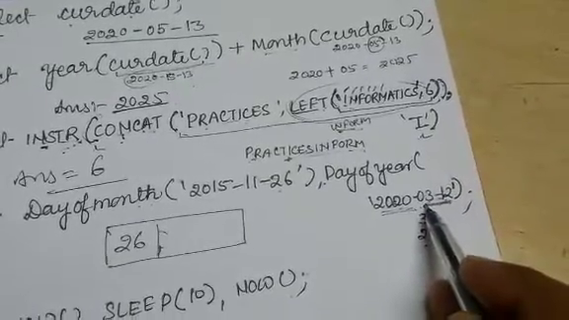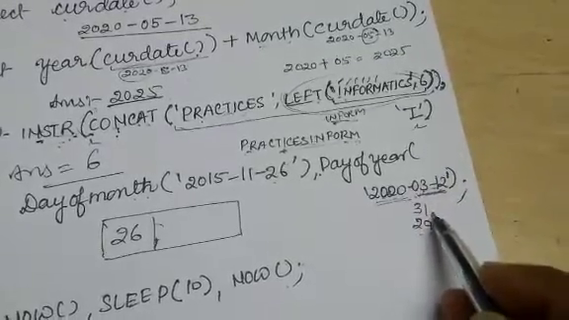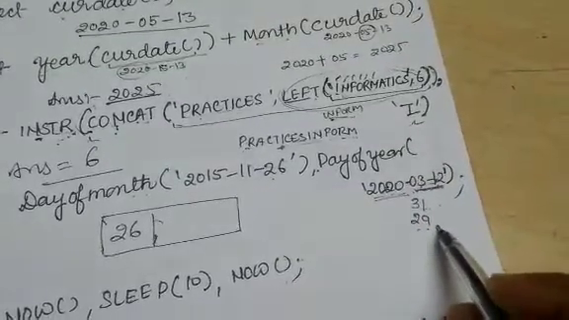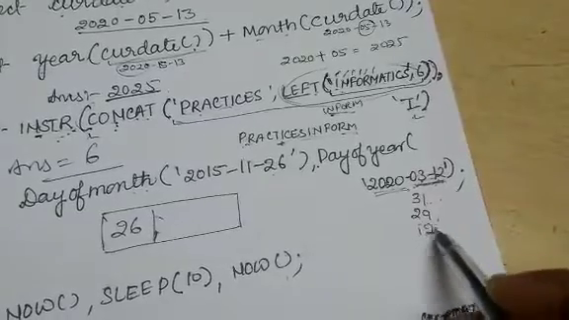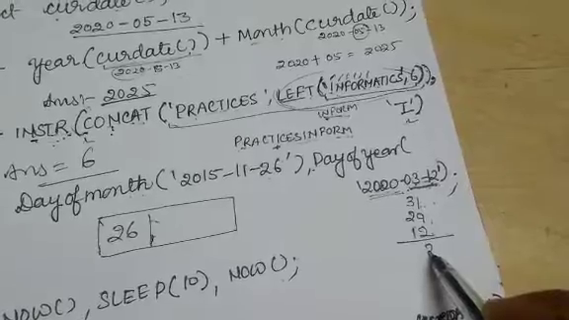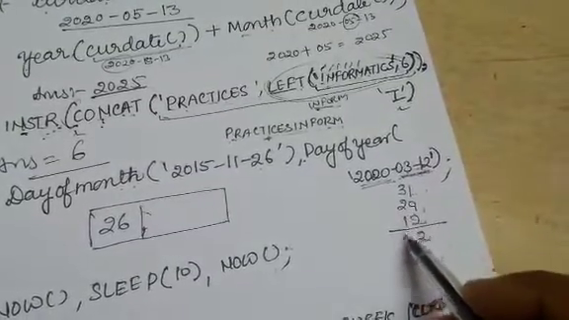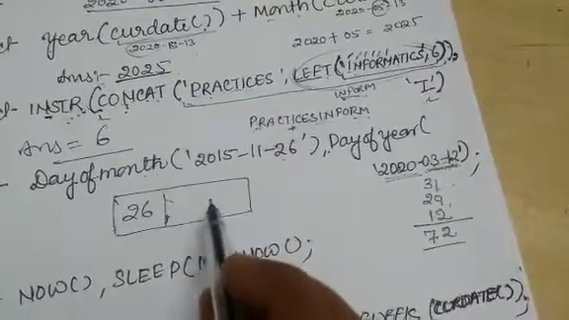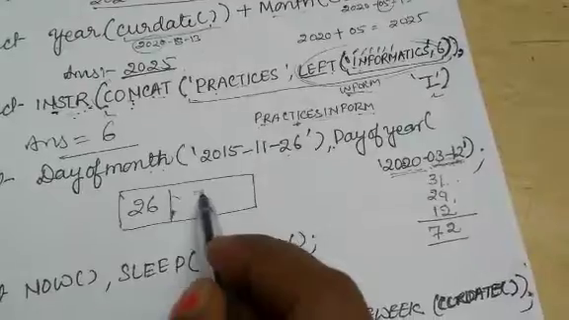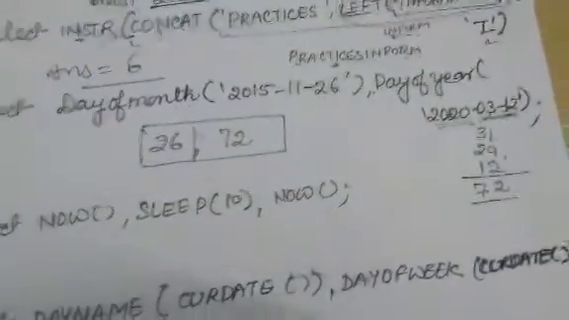So this is 3 means March. Before this you have 2 more months. So count their days. 31 of January, 29 of February and 12 of March. So 9 and 1, 10. 10 and 2, 12. 3 and 4, 5, 7. So 72. So till 12th March there are 72 days. So 72 is the answer.